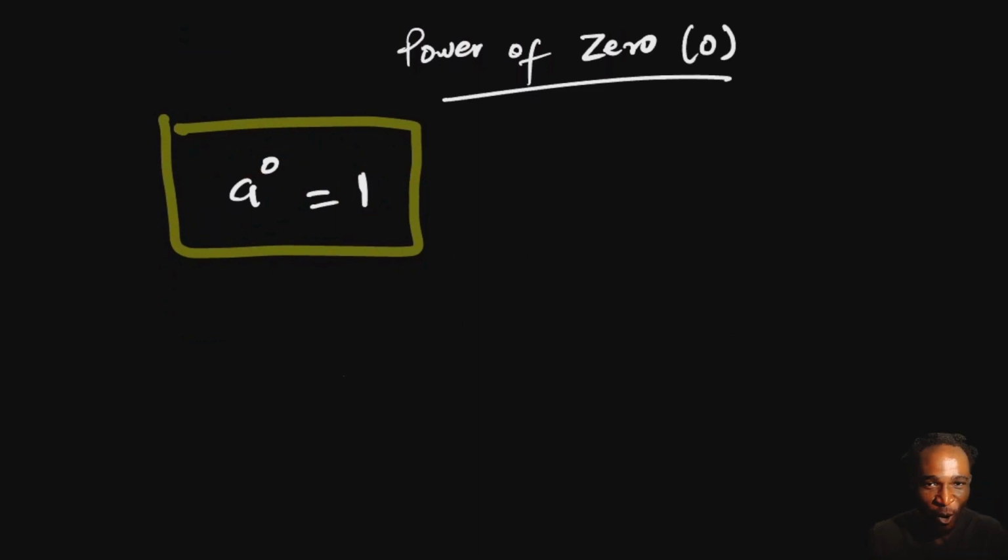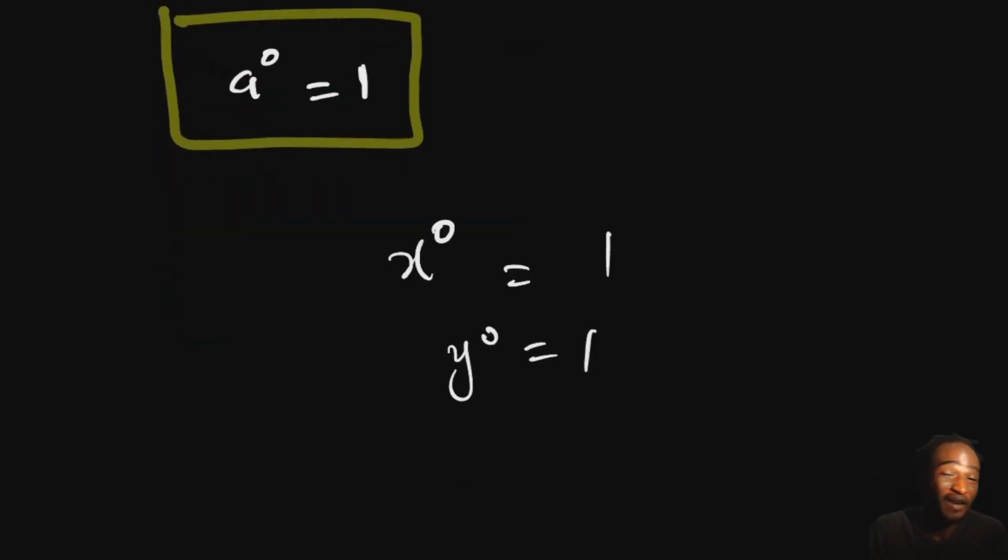The power of zero law. This is by far the simplest of all the laws of indices. It states that any number, any variable, any constant raised to the power 0 results in 1. So, end of discussion, nothing more. It doesn't matter how big the number is or what the variable is. If you have x raised to the power 0, the answer is 1. If you have y raised to the power 0, the answer is 1. If you have 36,566,877,000,000 raised to the power 0, the answer is 1. It doesn't matter how big it is.